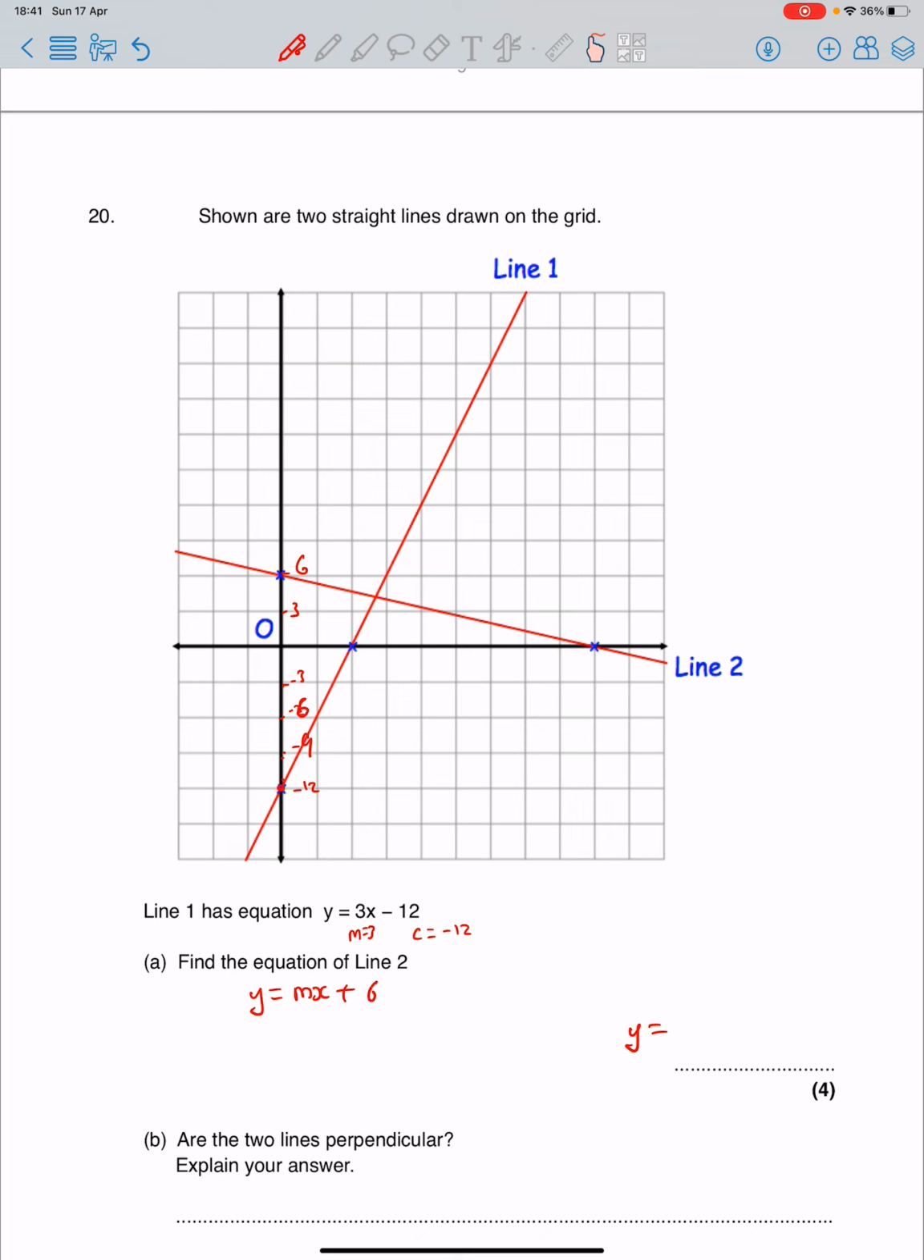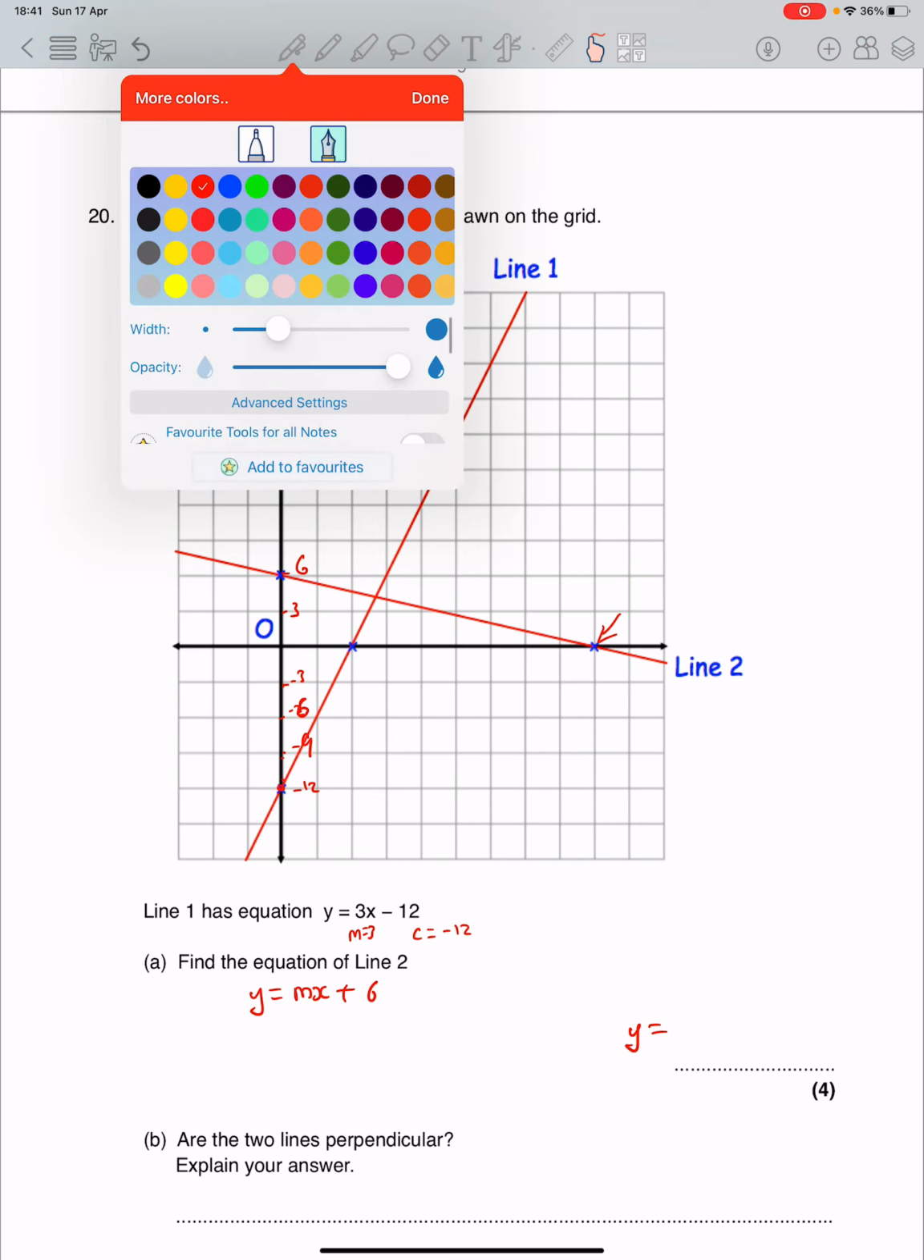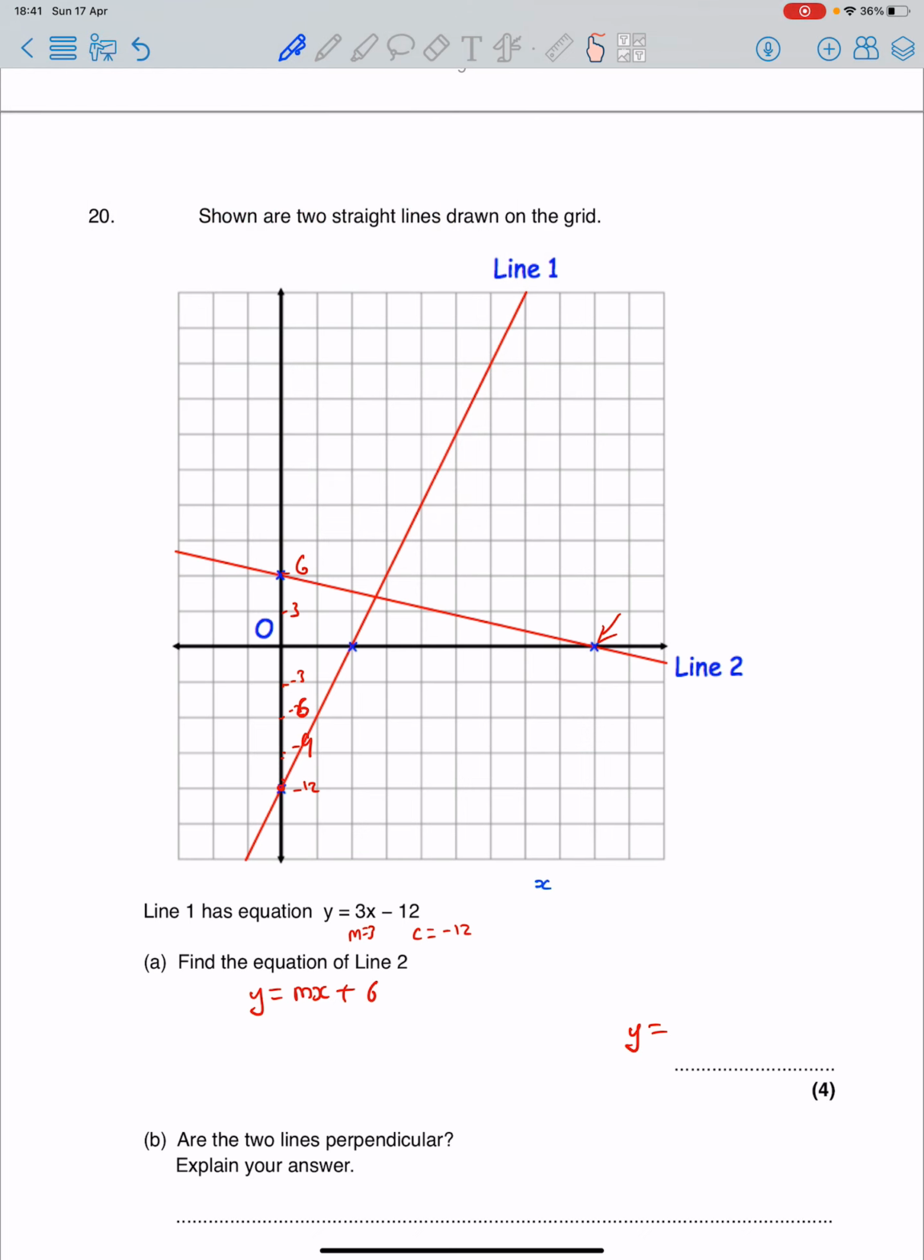Now to work out what the m is, we need to work out another point from L2 that we know so that we can determine the gradient. So what we could do is see this point here, and we need to work out what the x axis is going up in. So I can actually determine the x-intercept of line 1. We know the x-intercept occurs when y equals 0.